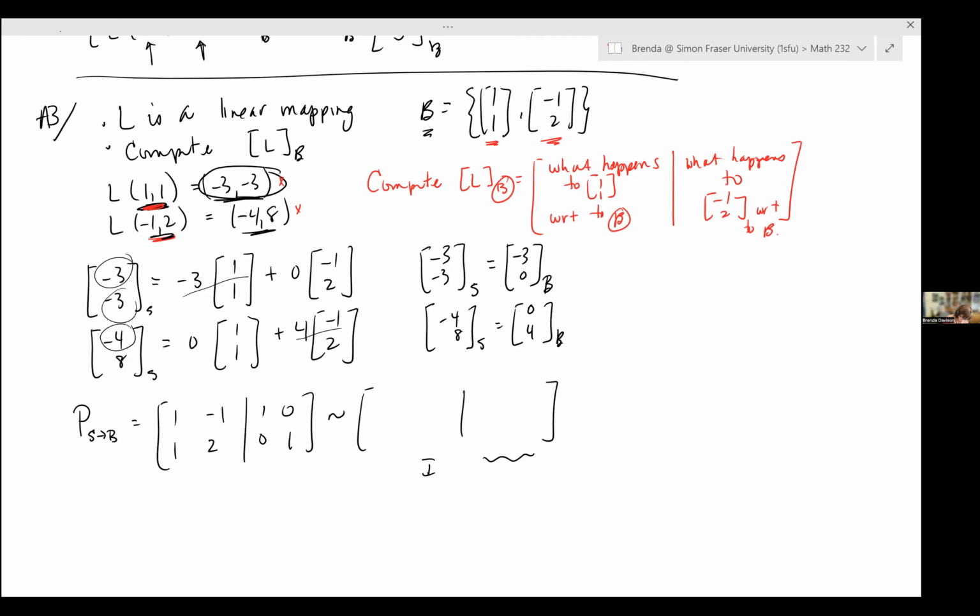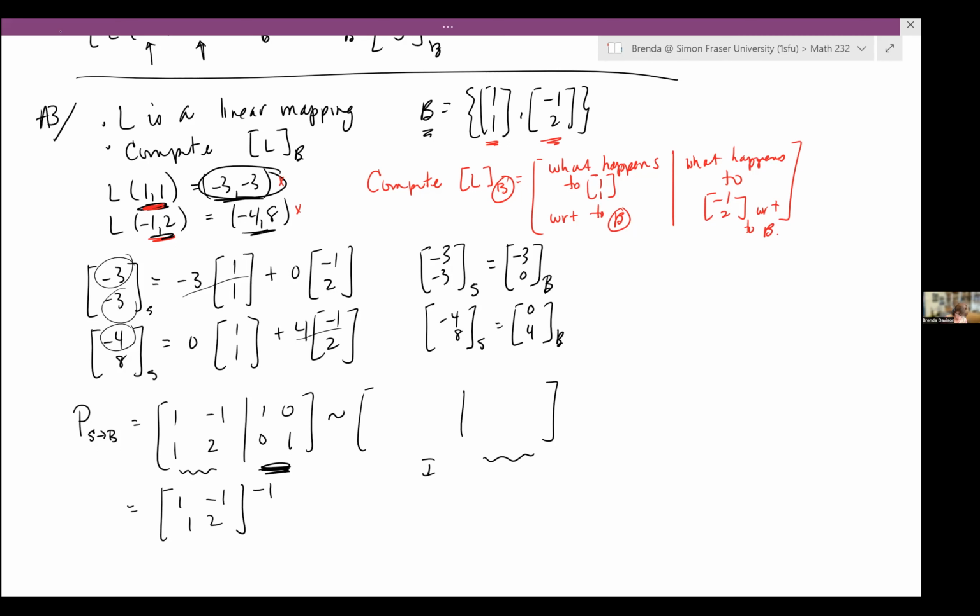Now you'll notice I'm starting here. When I am changing from S to B, this thing here is the identity matrix. So this operation actually is going to provide, at the end of the day, the inverse of this matrix. That's an important point to see. So this, in fact, is equal to [1 -1; 1 2] to the -1. You can go through and do it by Gaussian elimination, but it is also the inverse. You can see that because this is exactly the same procedure we use for finding an inverse.